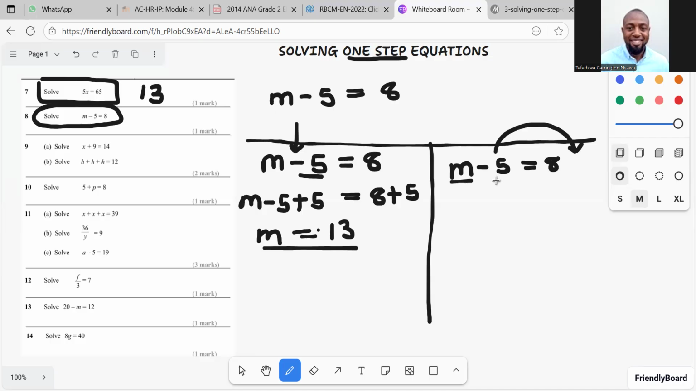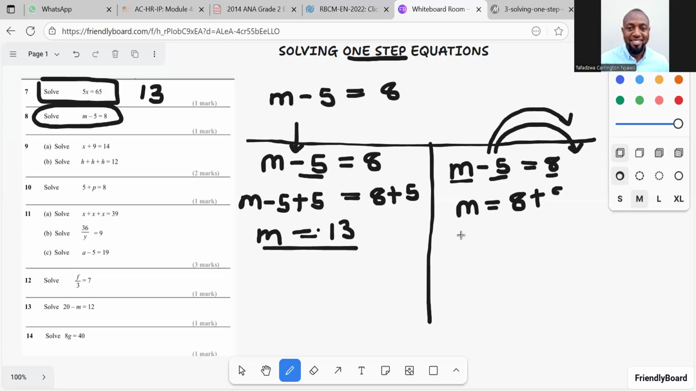So you can see that this is a -5 on the left side. So when it goes to the other side of the equal sign, it's going to change into a +5. So I'm going to say m here is equal to, so this 8, since 8 is already on the right side, it should always maintain its position as the first to appear. All right. And then this -5 that I'm going to take to the other side is going to change its sign to become a +5.